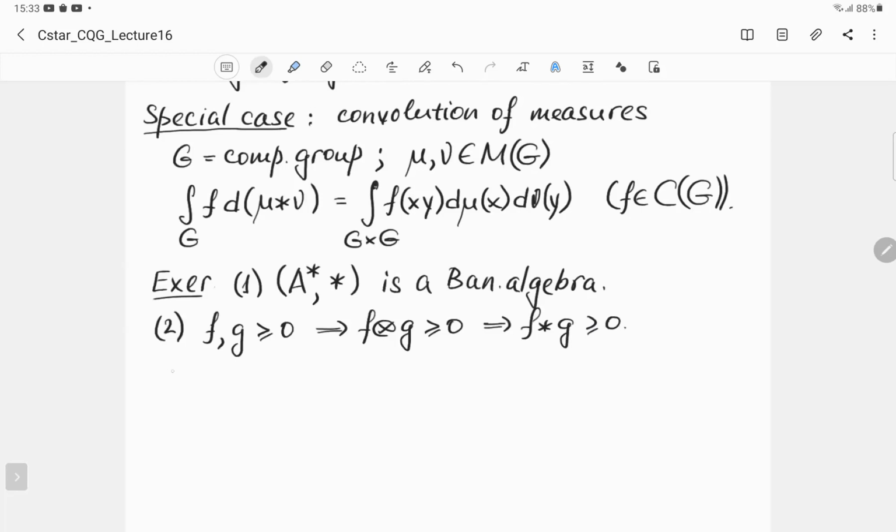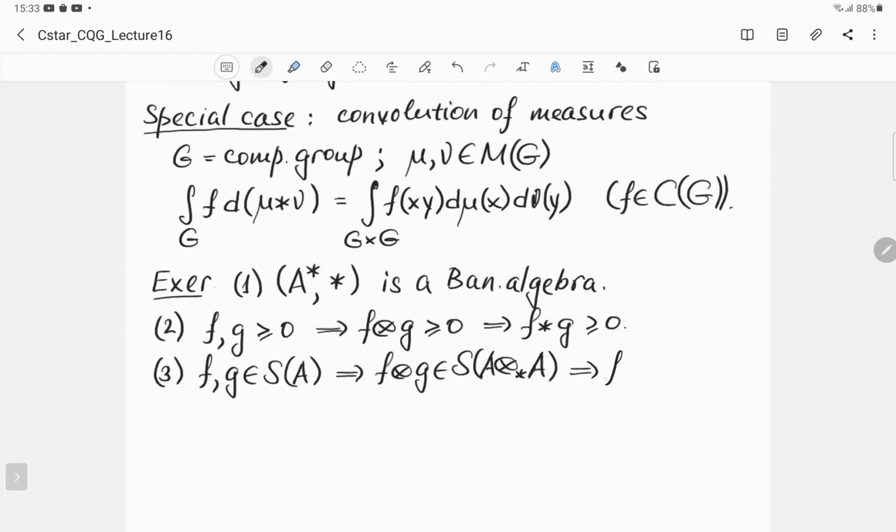And we have a similar result for states. If f and g are states, then their tensor product is a state. And this implies that the convolution is a state.